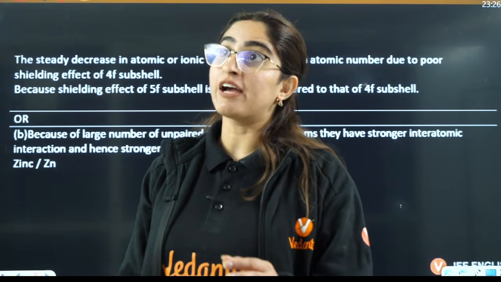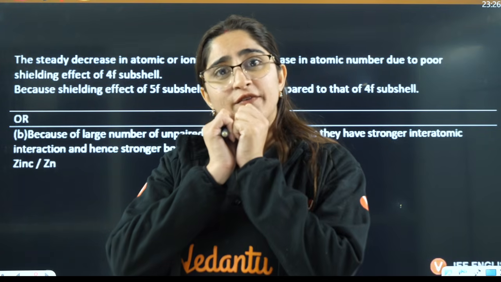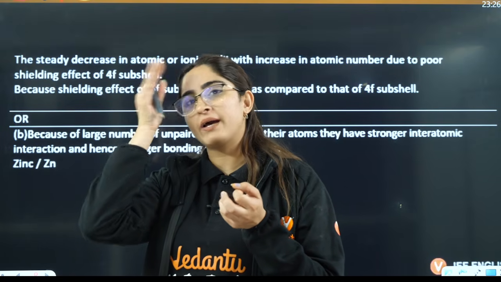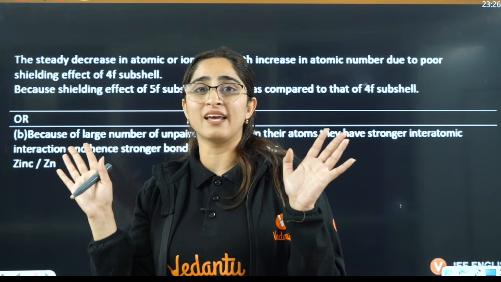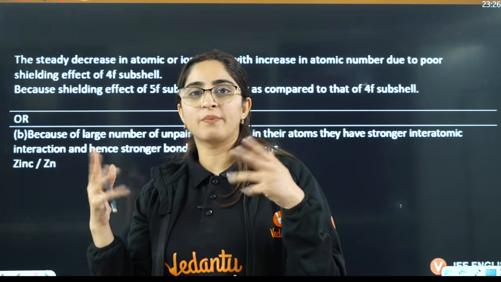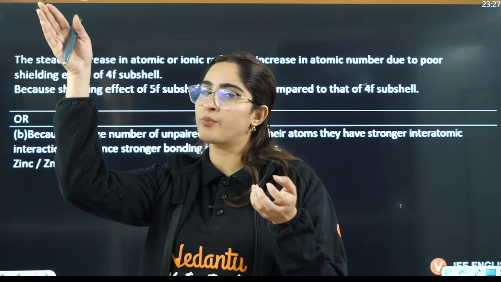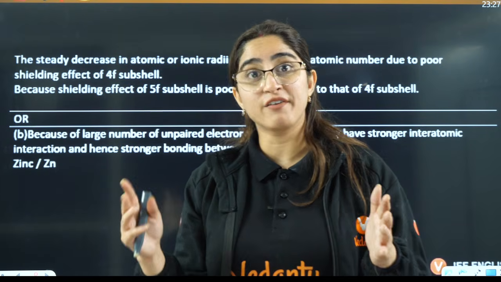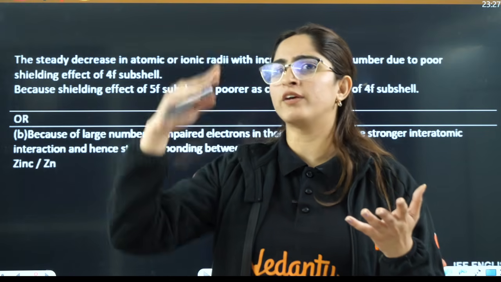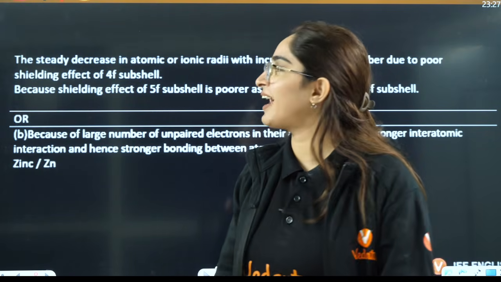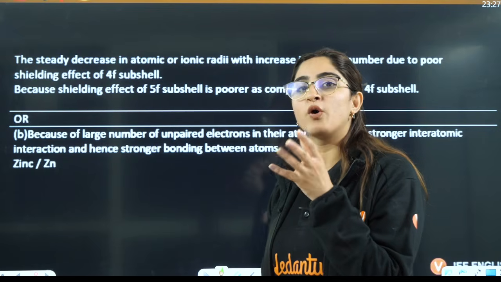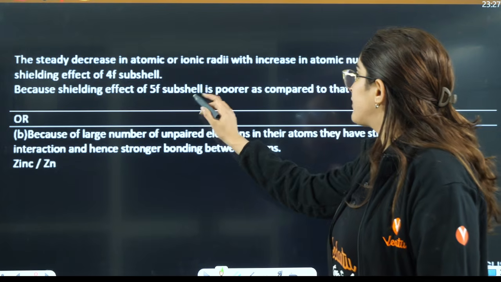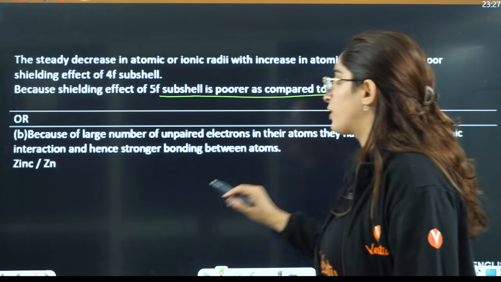4f is poor, but 5f is so poor. Think of it like this: this is the nucleus, this is the electron, and the shielding orbital is like a brother of a girl who closes his eyes and says, okay, I can't see anything. The 4f orbital is a brother saying, I don't know what is going on, and the 5f orbital is like a super cool brother saying, okay, you can go with him. So the shielding is so poor that electrons get even more attracted, and hence contraction is more here. Shielding effect of 5f is even poorer compared to 4f.